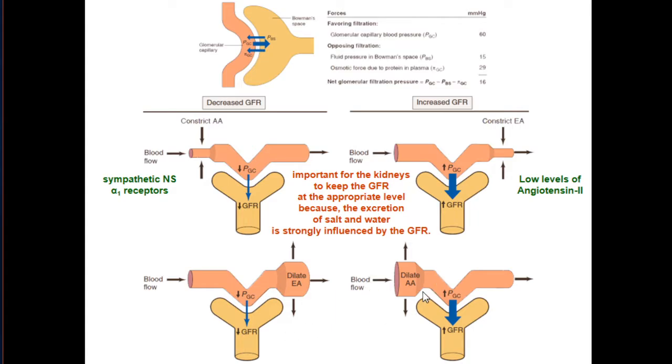With dilation of the afferent arteriole, the blood flow increases, as you remember. The hydrostatic pressure in the capillary will increase. This will increase the glomerular filtration rate.